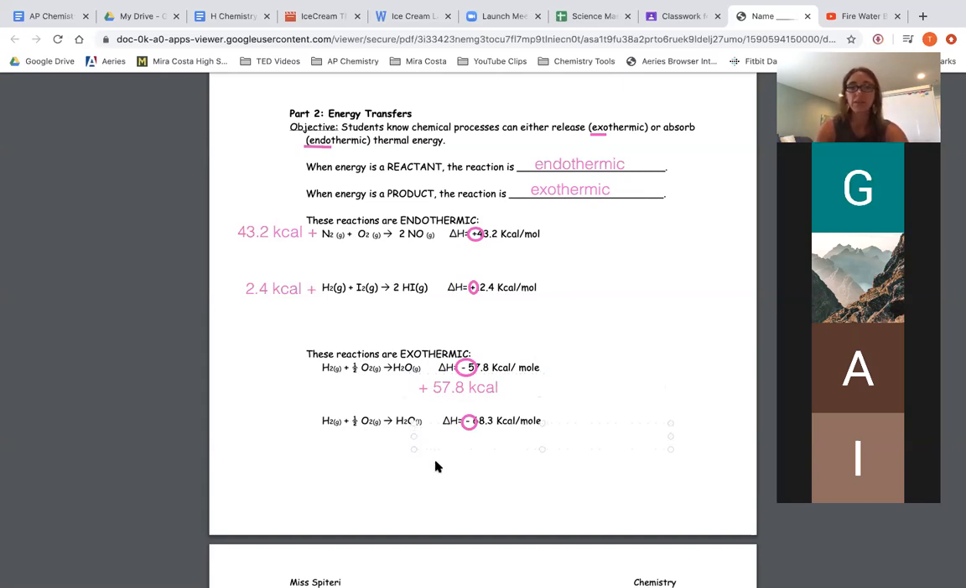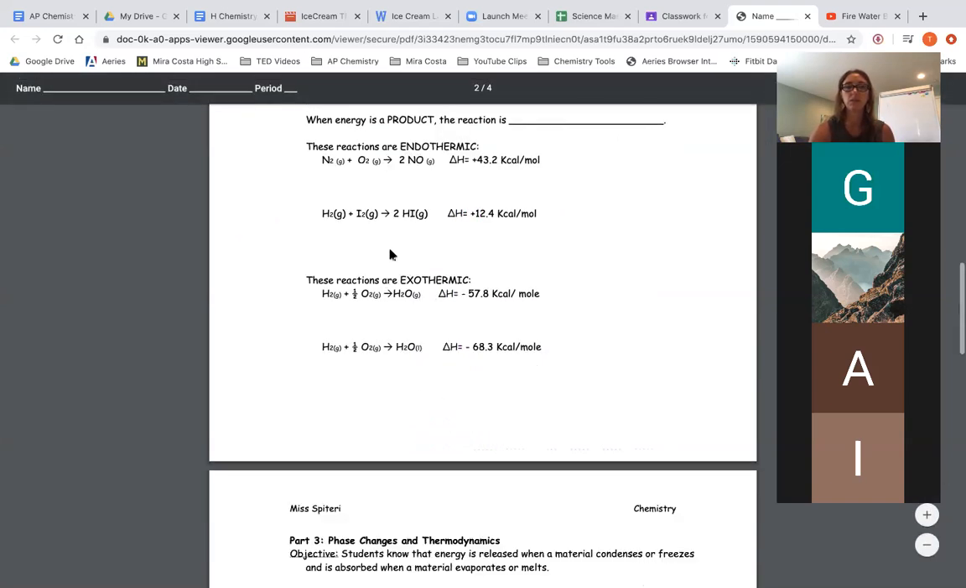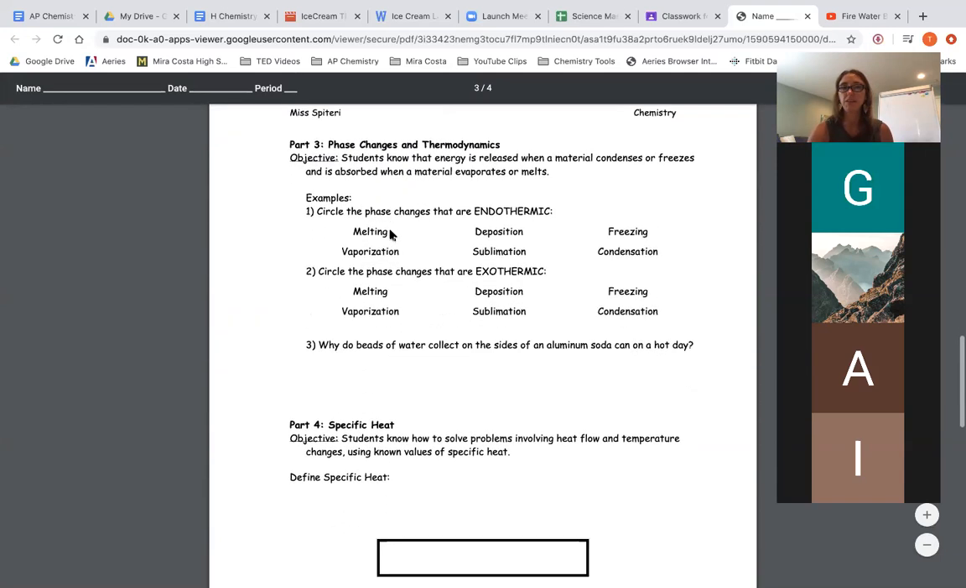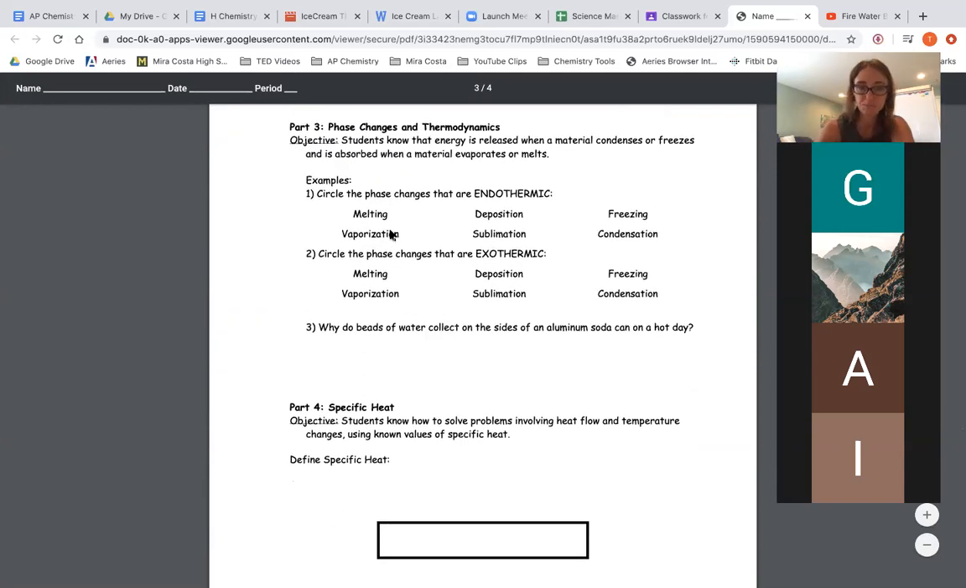Okay, again, I could add this here, 68.3 kilocalories. So you would just add it to the product side. All right, so that's endothermic and exothermic reactions. Hopefully that makes sense. All right, let's go on to part 3, phase changes and thermodynamics.